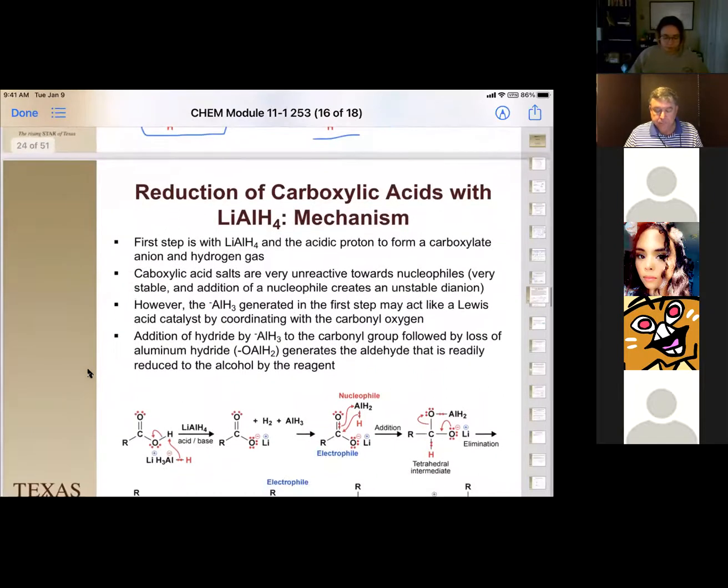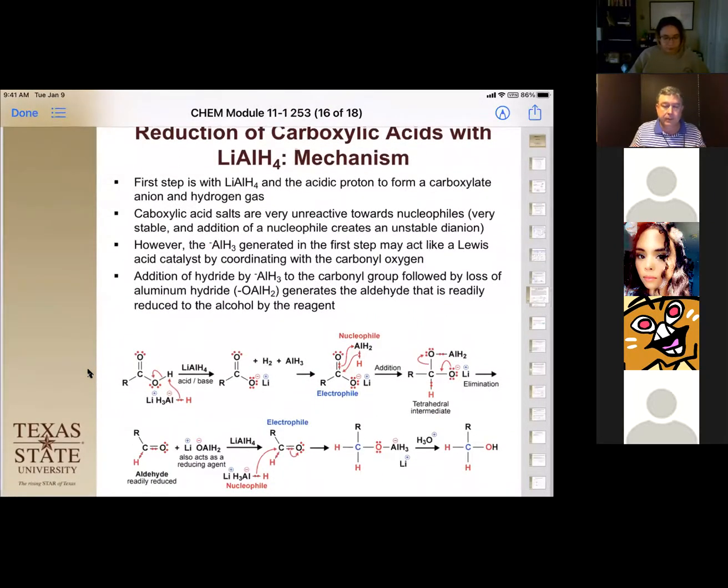All right. So with carboxylic acids, it's a little different, but kind of the same. What we're going to do is transfer a hydrogen to our carboxylic acid proton, and that's going to generate 1 equivalent of hydrogen and a lithium salt. Now that we have that lithium salt, we've taken away any acidic protons with our first hydride. We are going to then attack our carbonyl with another equivalent of hydride to give us our aluminum lithium salt.